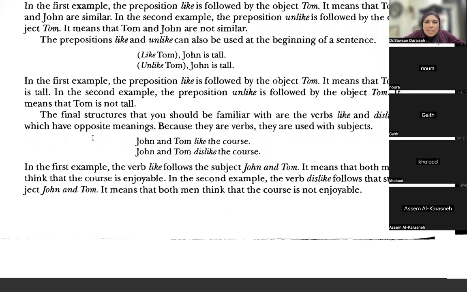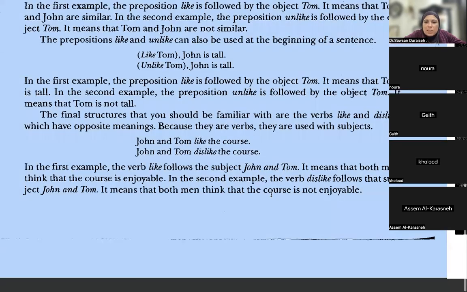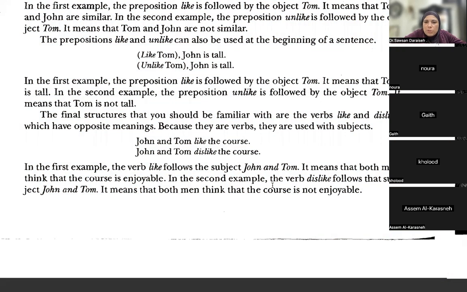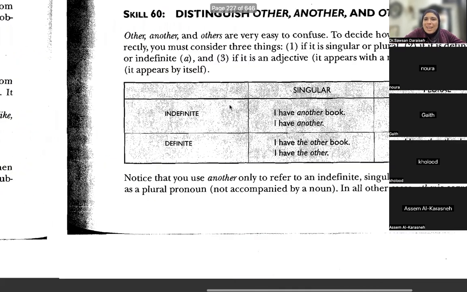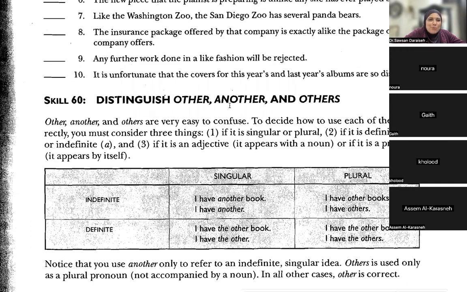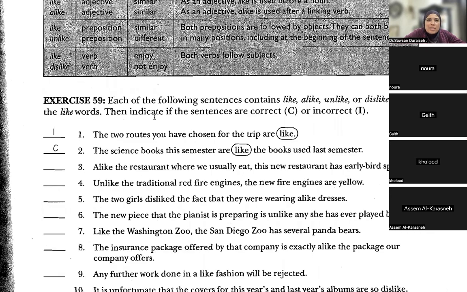The verb dislike here follows the subject, John and Tom. It means that both men think that the course is not enjoyable. Hope that you guys are not like that. Let's do the questions right now. We're almost there, guys. Look what's standing here before us. 60. This is for tomorrow. Hey, we cannot touch it, okay? Tomorrow we will discuss it.